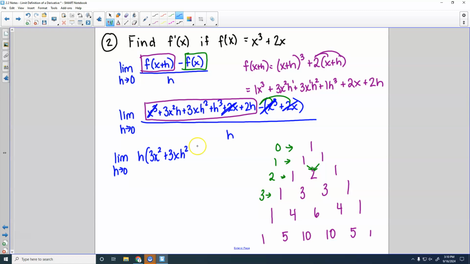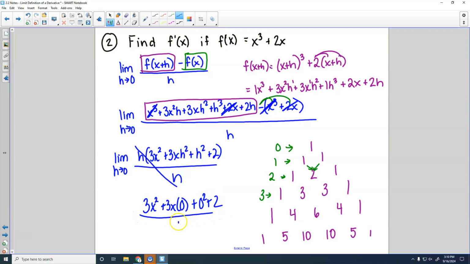Plus 3x, h, plus h squared plus 2, all over h. These cancel. Anything with an h goes away because you're plugging in a 0. There's no h on the bottom. And so this goes away, and you get 3x squared plus 2 is your answer for that.